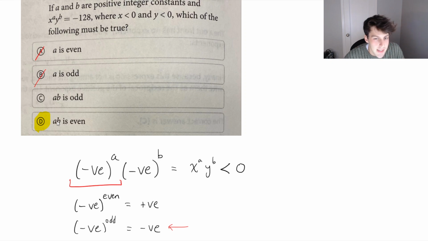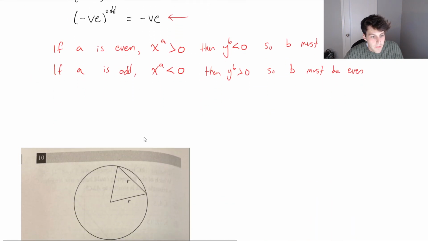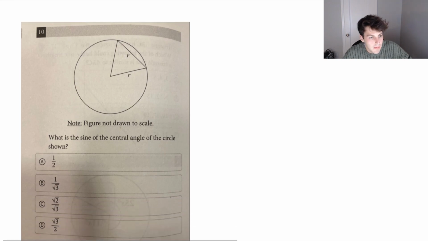If that doesn't make sense, I challenge you. Try to think of any positive integer constants, one even, one odd. Try to think of one that results in an odd number. It's not possible. Okay, let's move on to our next question.